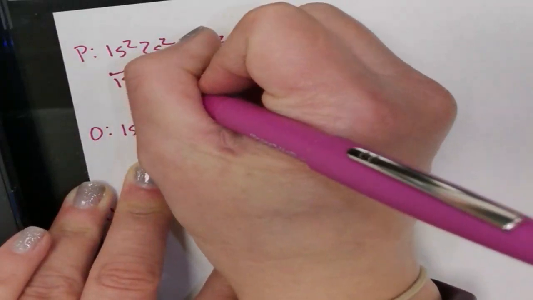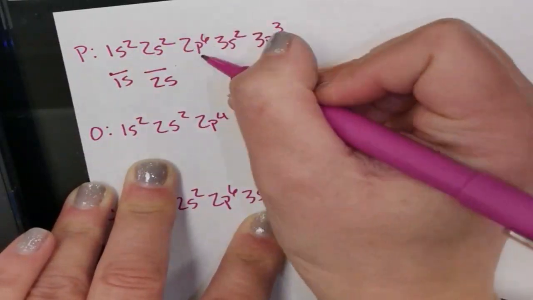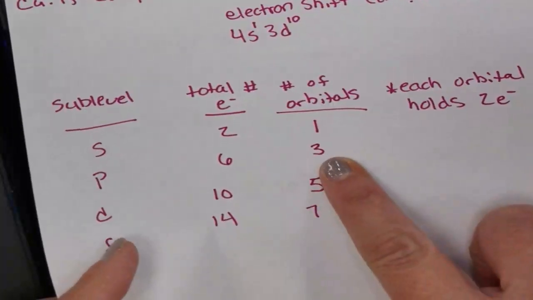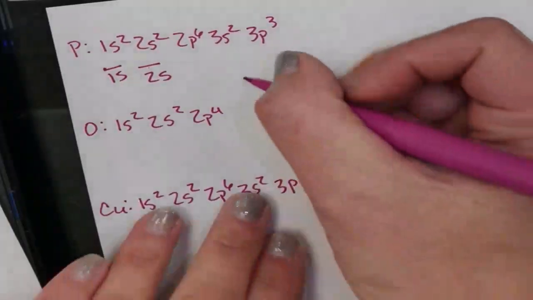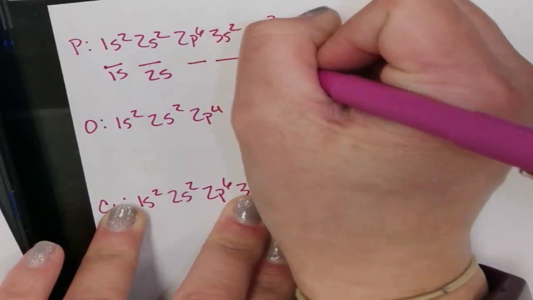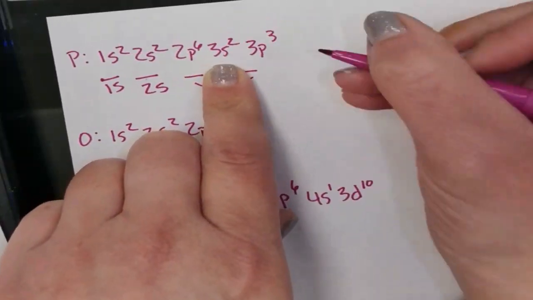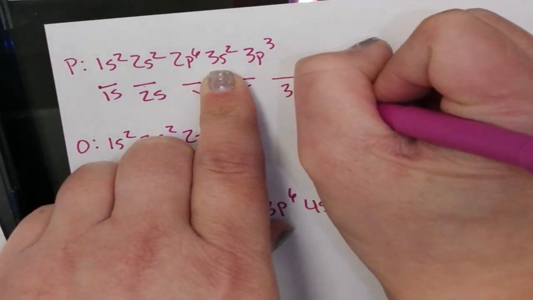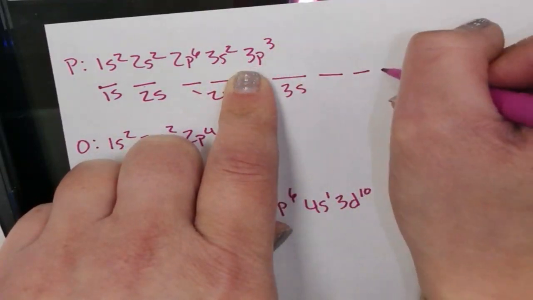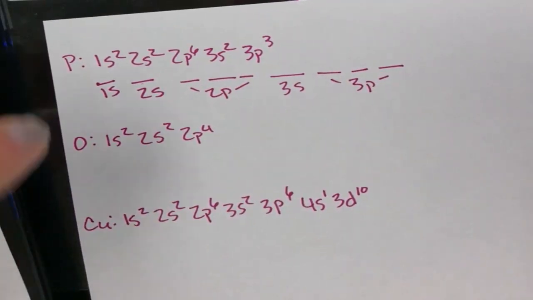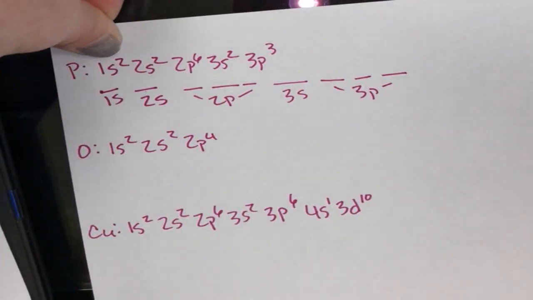The 2s has 1 orbital. The 2p, the p has 3 possible orbitals. So we're going to draw 3 orbitals, and we're going to label that the 2p. The s has 1, and the p again has 3 possible, so we're going to label it. The 1s has 2 electrons.